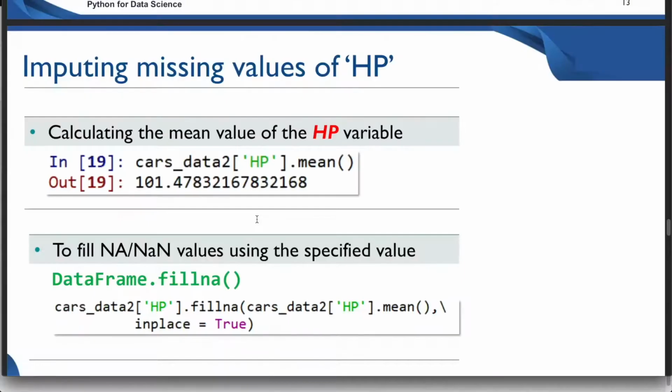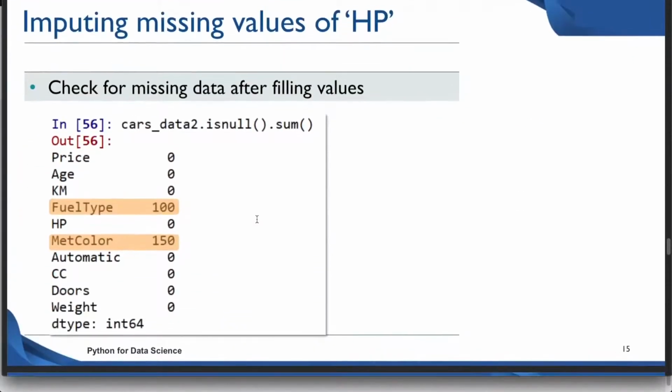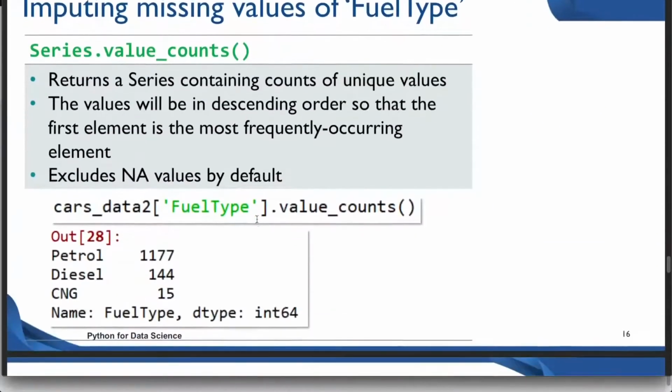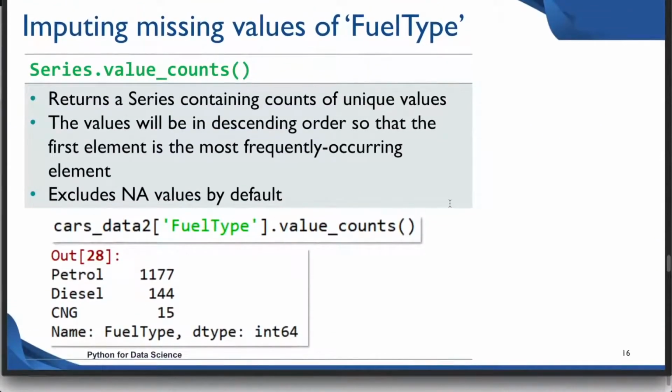Now we'll look at how to fill the categorical variables. As I already said, for categorical variables we'll find the most frequently occurring element and use it to fill the missing values. This is actually called the model class: the class with the most frequently occurring elements is used to fill the other missing values. So we'll use the series.value_counts function.